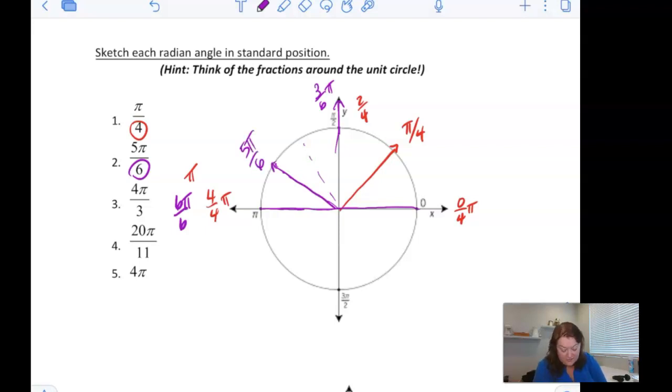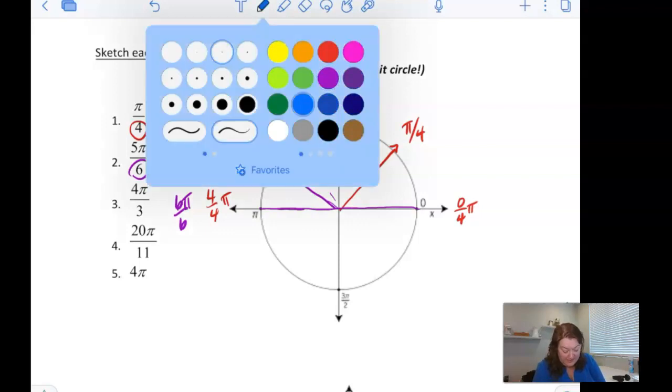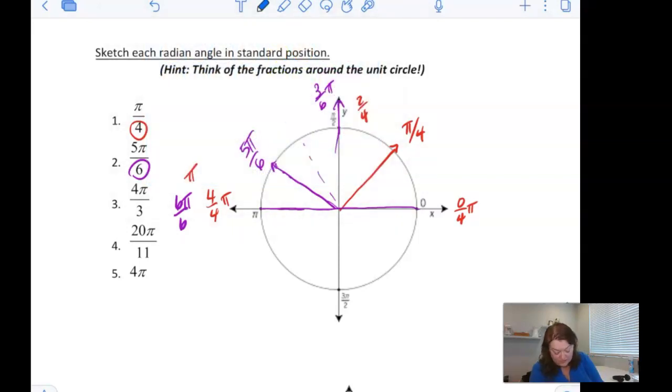Okay. Next one is 4/3 pi. So again, we're going to think in terms of thirds. So this is 3/3, and 4/3 is more than that. So this is going to go down into the next quadrant. So this is 3/3, and then to make it all the way back around is 6/3.